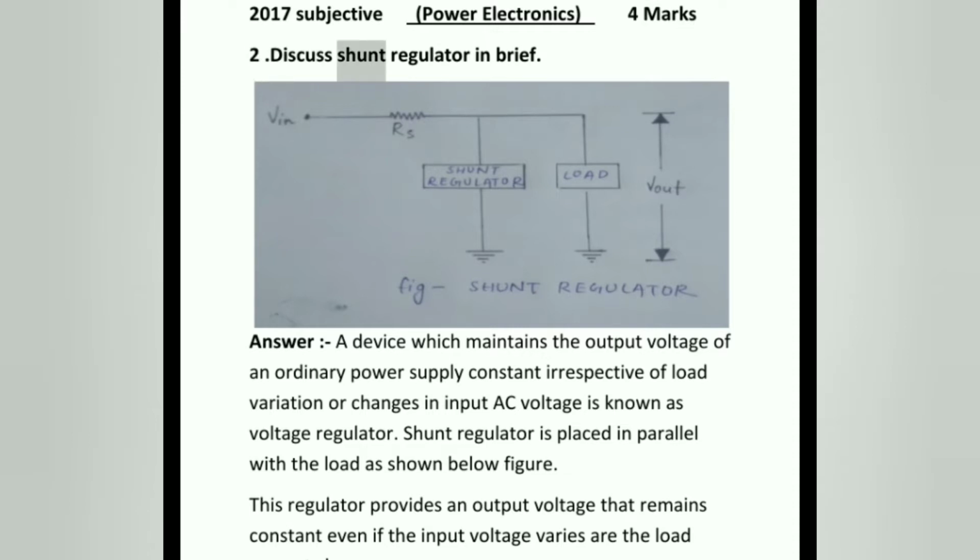2. Discuss shunt regulator in brief. Answer: A device which maintains the output voltage of an ordinary power supply constant irrespective of load variation or changes in input AC voltage is known as a voltage regulator. A shunt regulator is placed in parallel with the load as shown in the figure below. This regulator provides an output voltage that remains constant even if the input voltage varies or the load current changes.